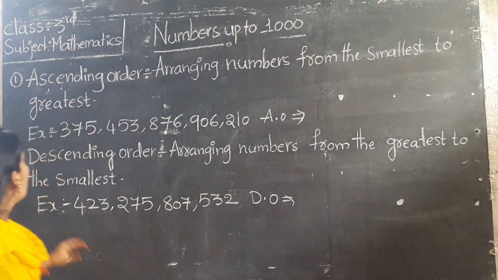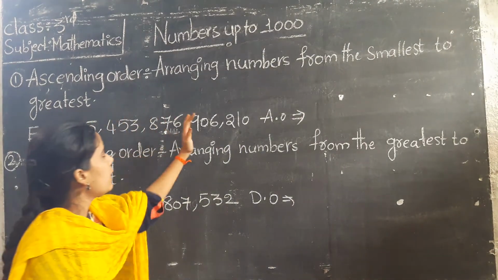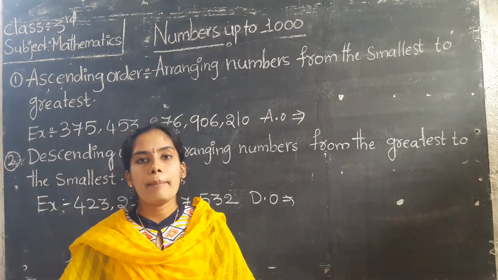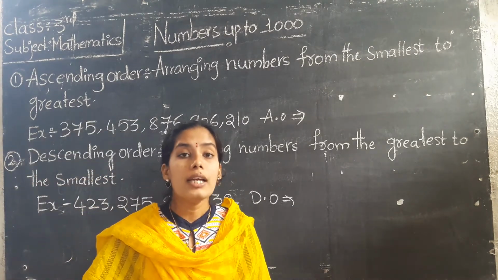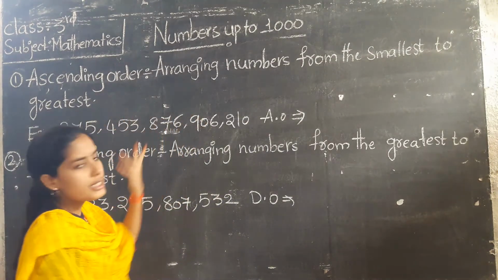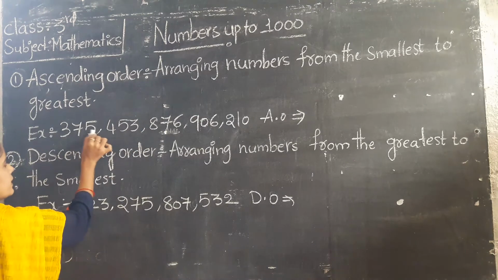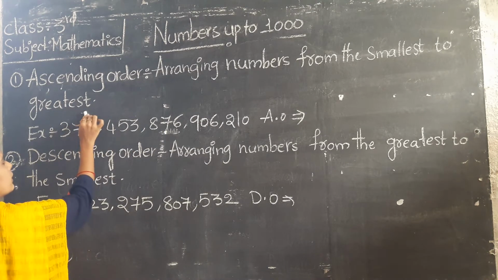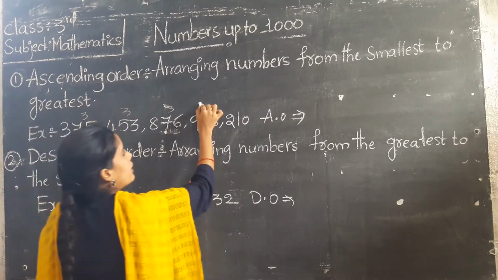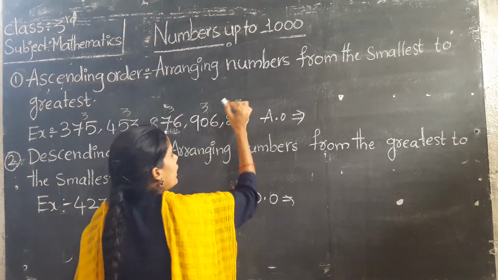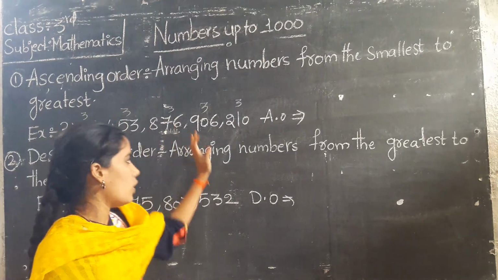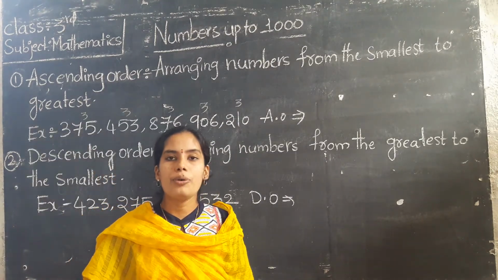So children, to write the ascending order, first what do we do? First count the number of digits. But here the number of digits is the same. How many digits are there in the first number? 3. 906, 3 digits. 210, 3 digits. So all are 3-digit numbers. So what will we do?